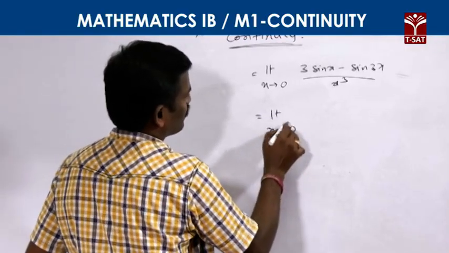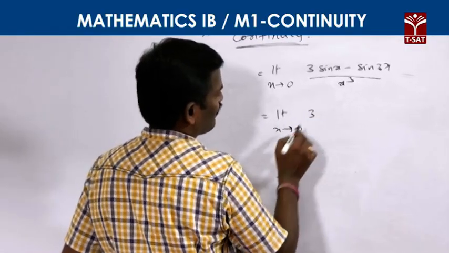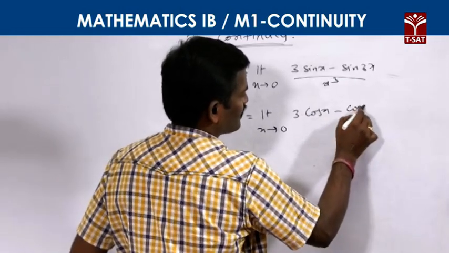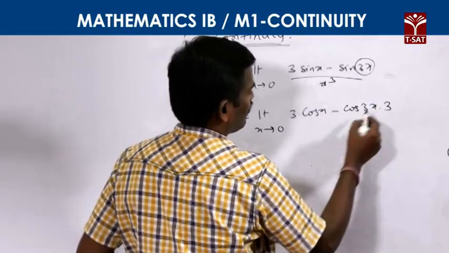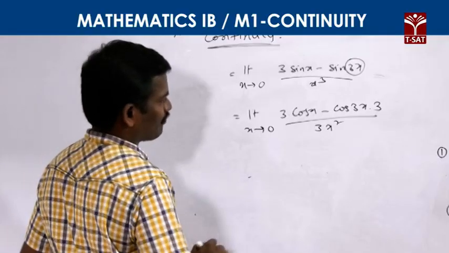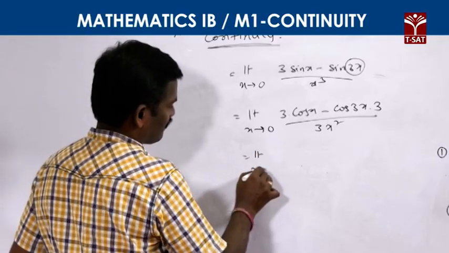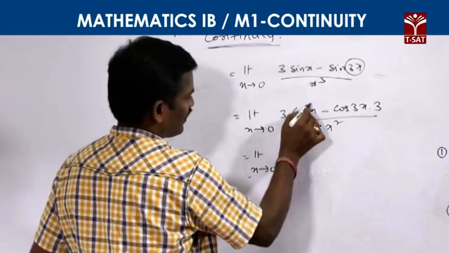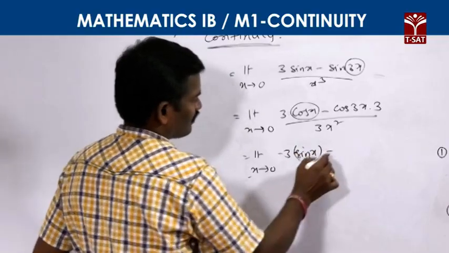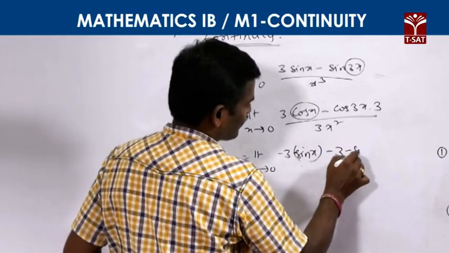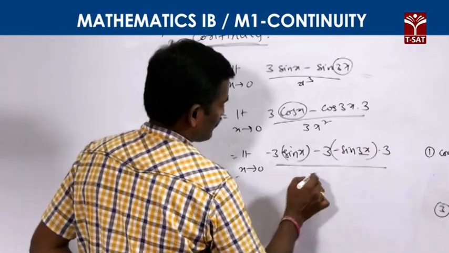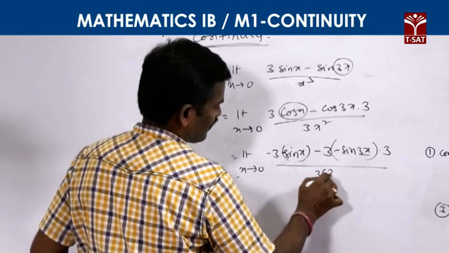L'Hospital rule, limit as x tends to 0. 3 sin x, 3 is constant, the derivative of sin x is cos x, and minus sin 3x has derivative cos 3x times 3, over the derivative of x cube, which is 3x square. Again it is an indeterminate form. So go for the second order derivative, limit as x tends to 0: 3 minus sin x, minus 3 cos 3x derivative is minus sin 3x times 3, over the derivative of 3x square, which is 6x.